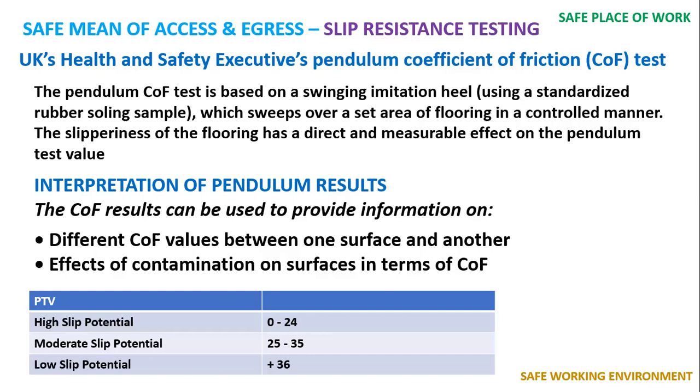If the coefficient of friction comes out between 0 to 24, it means high slip potential. If it is between 25 to 35, it means moderate slip potential. And if it is over 36, then it has low slip potential. So this topic is self-explanatory. We will now move to our next topic.